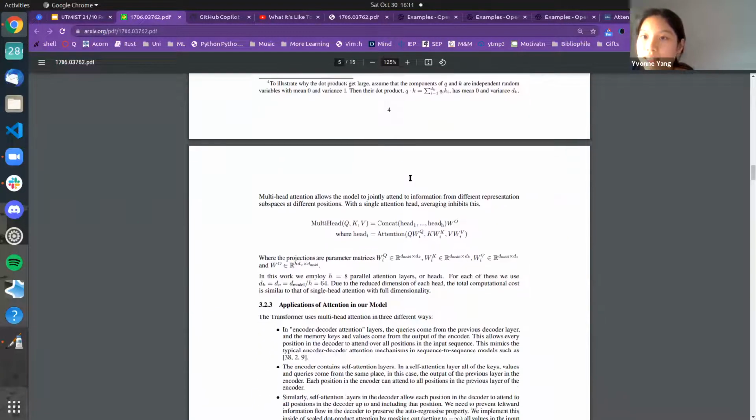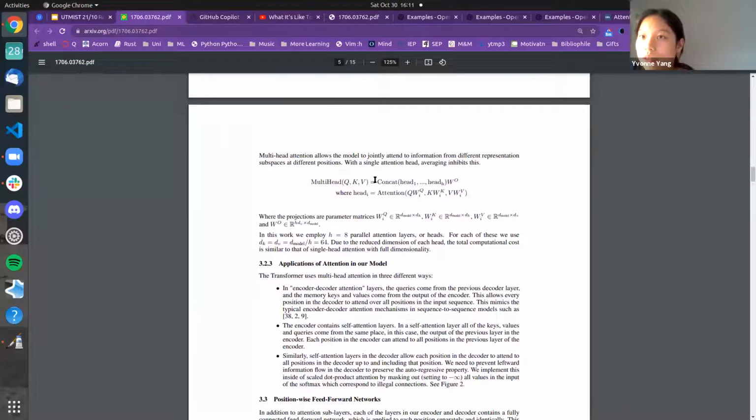And then at the end, you want to concatenate all of these heads, and then multiply it with a matrix to find out which one to look at, basically. So you weight the heads, and then you sum them up and get a result, basically.